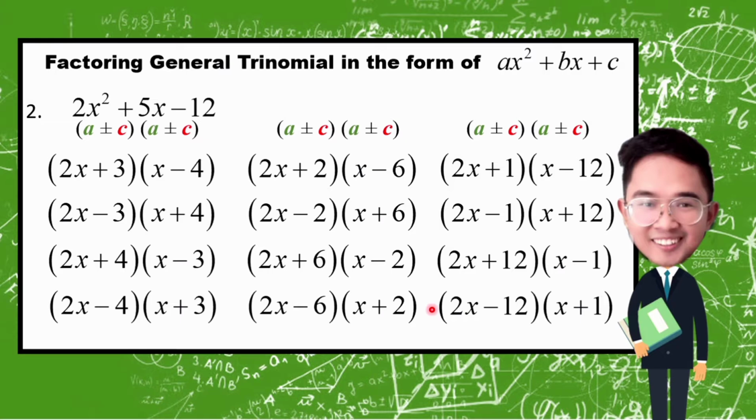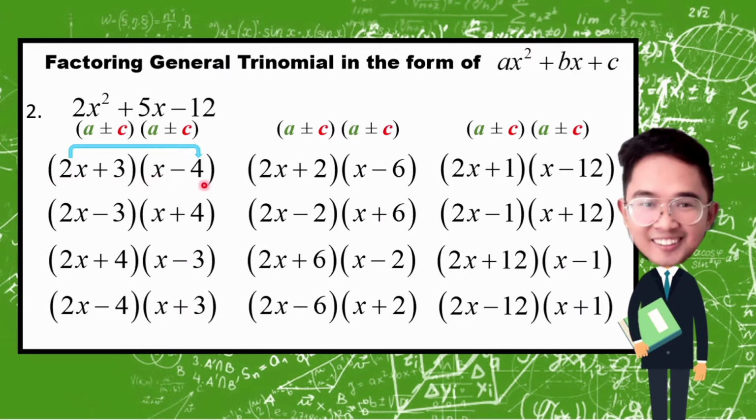As we can see here, we have so many possible factors. But then again, there is only one correct answer. We need to get the sum of outside products and the inside products. So we are going to check it one by one. Let's start with the outside terms.